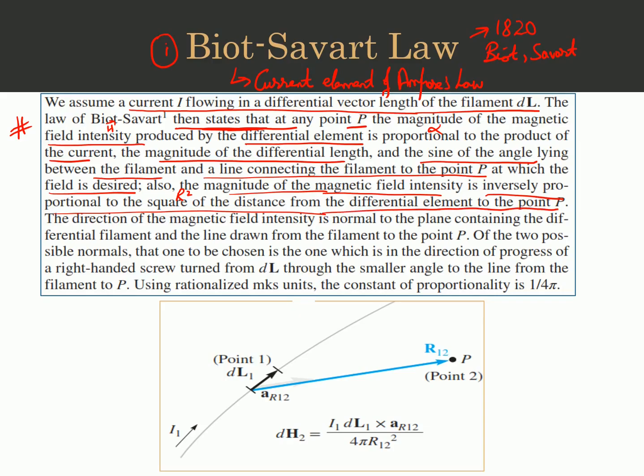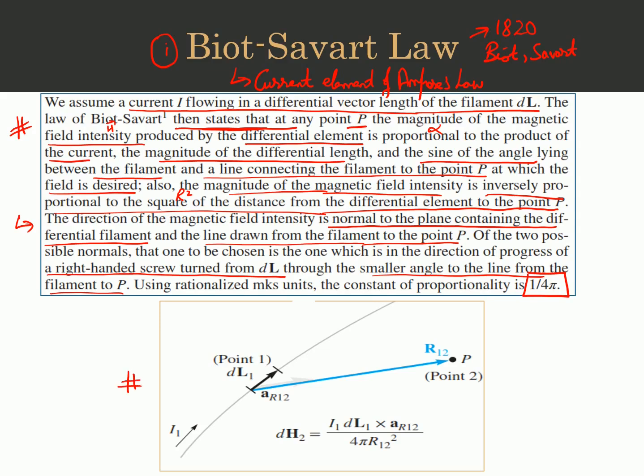So the direction of the magnetic field in this scenario is always normal to the plane containing the differential filament and the line drawn from the filament to the point P. There could be two possible scenarios in which the direction could be progressing, and it is according to the right hand thumb rule or the right hand screw turn from dl through the smaller angle to the line from the filament to P. So the constant of proportionality over here is 1 by 4 pi. At this point you shouldn't worry about understanding all these statements in the definition, because we are going to understand them. They can be represented mathematically and visually through this image.